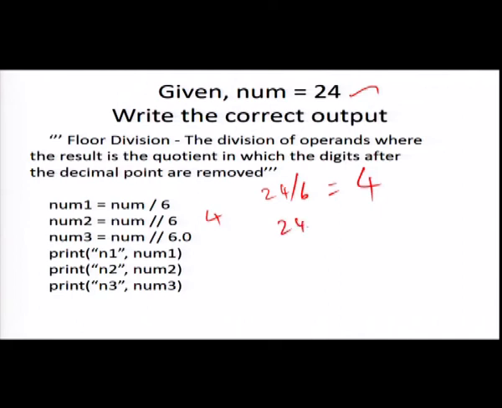24 by 6.0, which is again 4, but that is wrong. It should be written as 4.0. Why? Because in the denominator part we have written it as 6.0. So, the result part will also be having 4.0. Now, we are printing num 1, num 2, num 3. Num 1 result is 4, num 2 result is 4, num 3 result is 4.0. This is how we work out as far as Python is concerned.